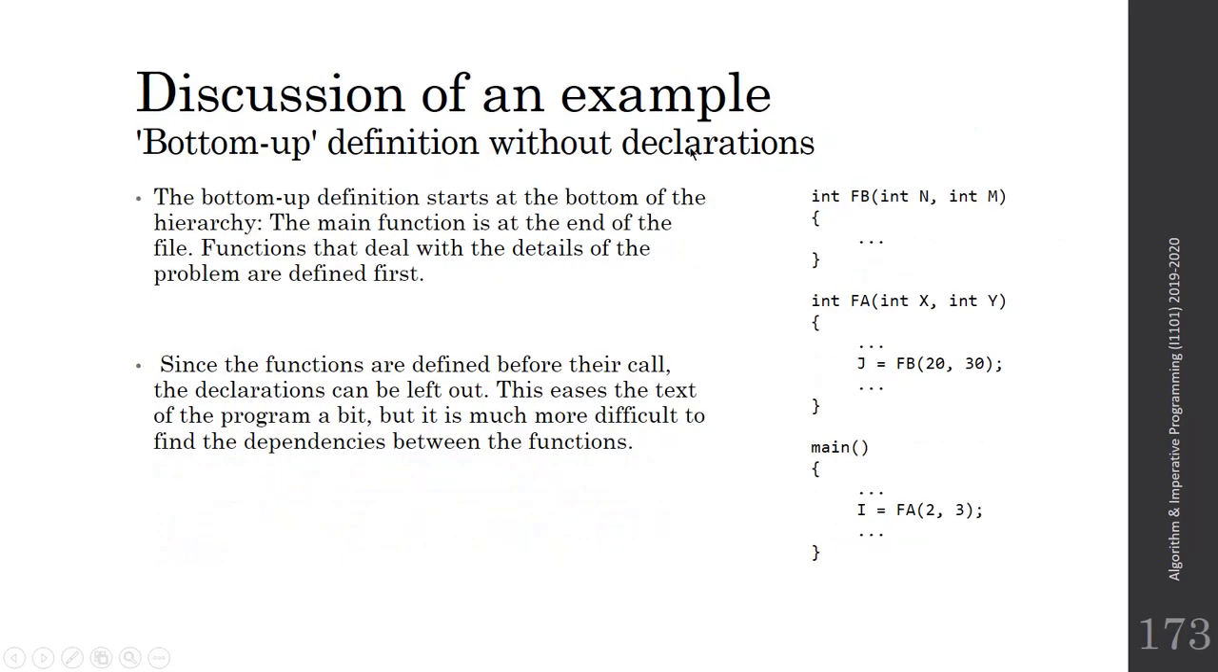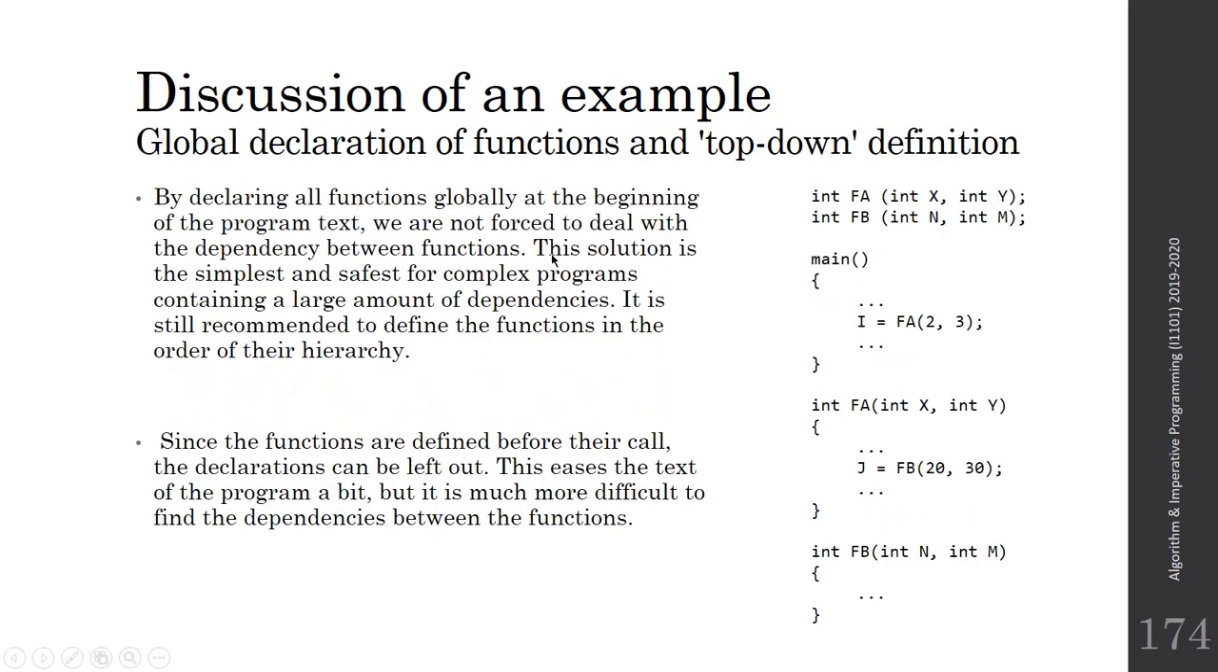The second is bottom-up without declaration, which I always use, and this is what I'll be using while solving the exercises. I write fa and fb before main. In main, I'm calling fa, so I have fa, and if fa uses fb, I should have already written fb before fa. So I cannot write fa and then fb, because in fa I should have already encountered fb. The third one is the global declaration of functions with a top-down definition. In global declaration, I don't have the prototypes inside main; they are outside main. They are considered global, and I have the same declarations.